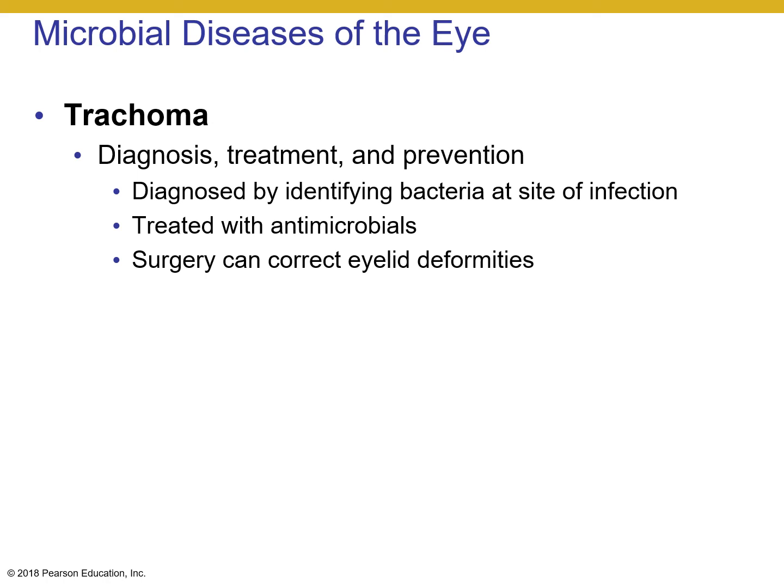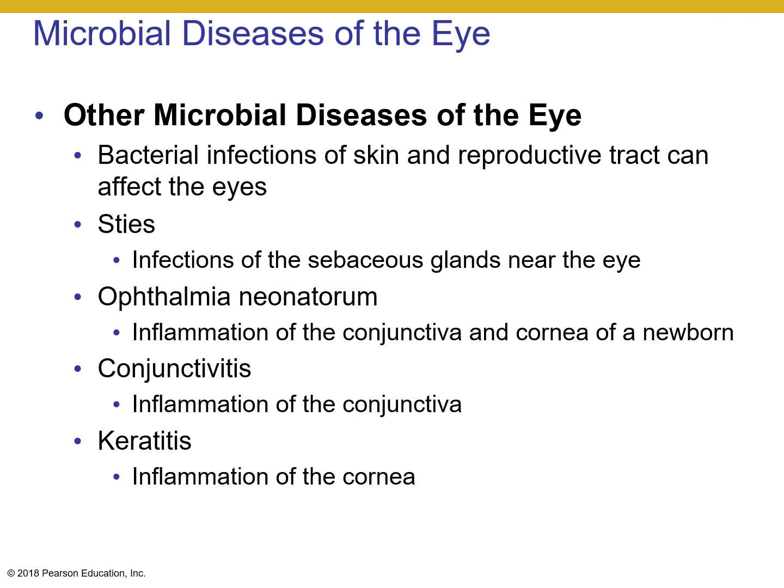It's hard to tell. Other microbial diseases, you can think of any kind of bacterial infection of the skin or reproductive tract can affect the eyes because people are constantly touching their eyes. Remember we talked about styes when we talked about the skin, so that the sebaceous glands near the eyes get infected, and people can then rub that and pop the bacteria into the eyes.